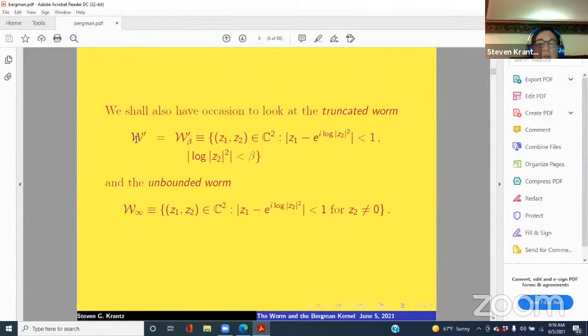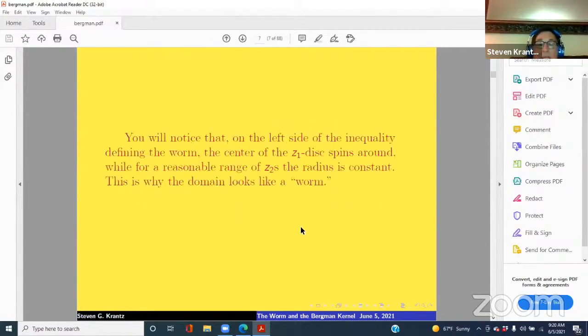Here is the so-called truncated worm, where you can see that it's simplified because the radius is always 1 here, and the modulus of log |z2|^2 is chopped off at beta. And there's also the unbounded worm here. It's easy to see that this is unbounded because this condition can be satisfied for very large z1 and very large z2. So I've already explained this screen to you about the shape of the worm.